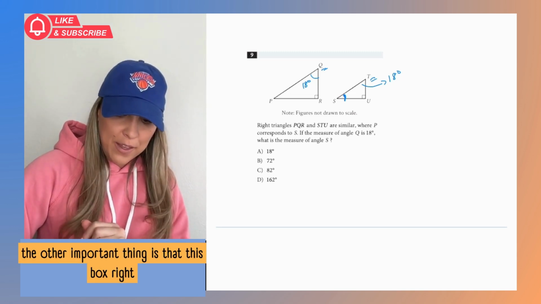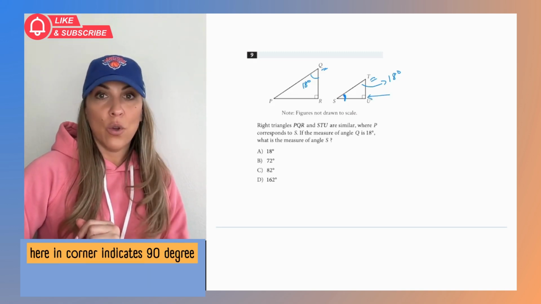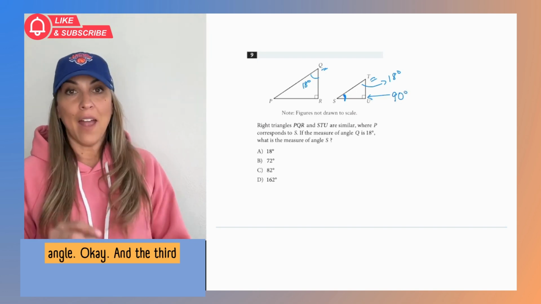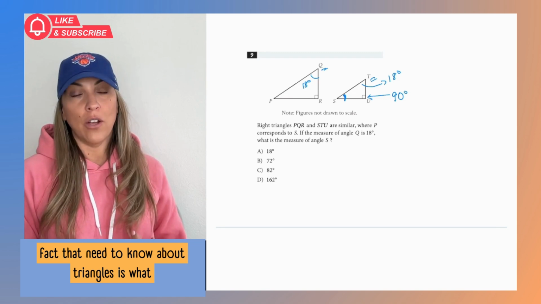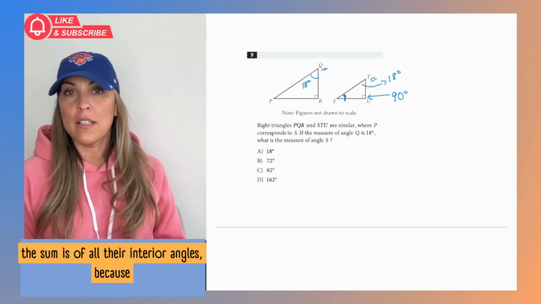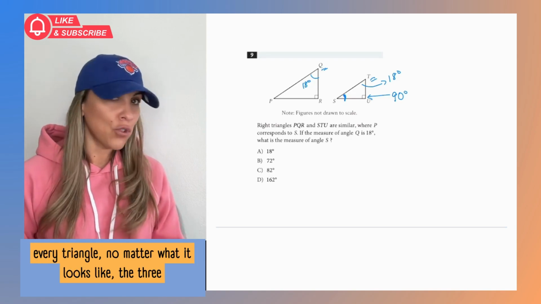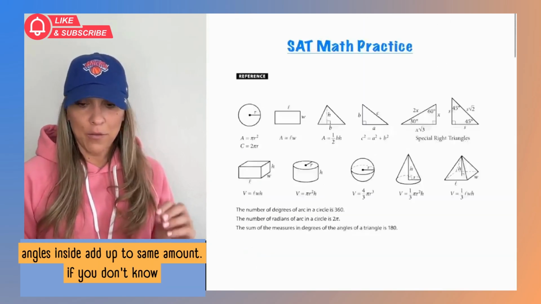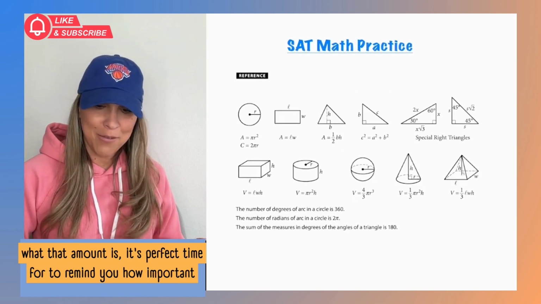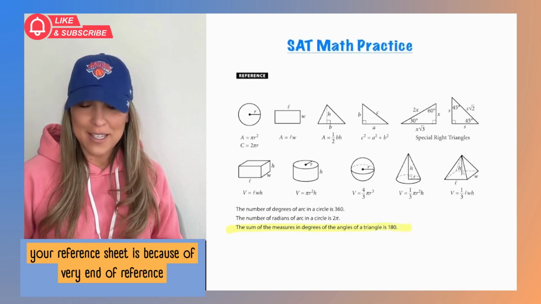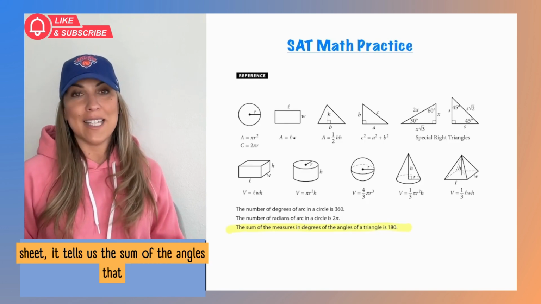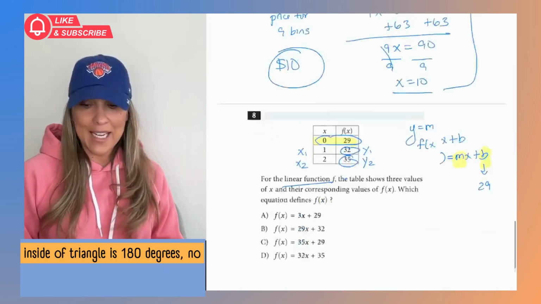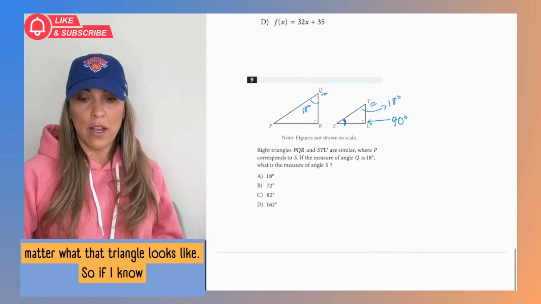Now, the other important thing is that this box right here in the corner indicates a 90-degree angle, okay? And the third fact that I need to know about triangles is what the sum is of all their interior angles, because every triangle, no matter what it looks like, the three angles inside add up to the same amount. And if you don't know what that amount is, it's a perfect time for me to remind you how important your reference sheet is, because at the very end of the reference sheet, it tells us that the sum of the angles that are inside of a triangle is 180 degrees, no matter what that triangle looks like.